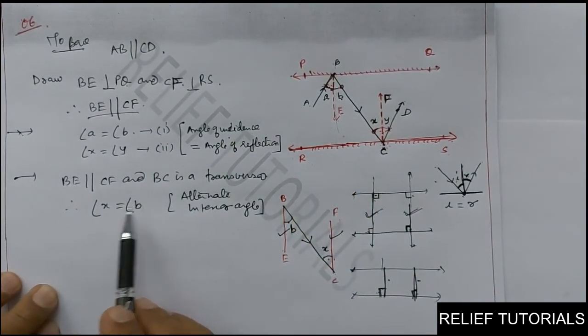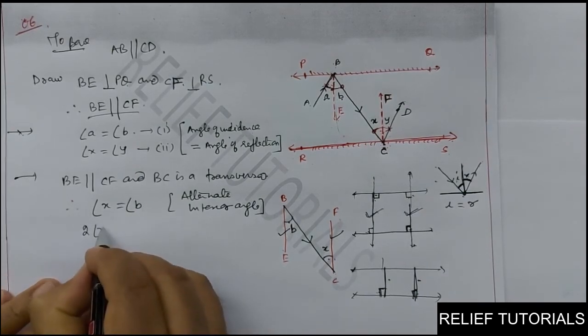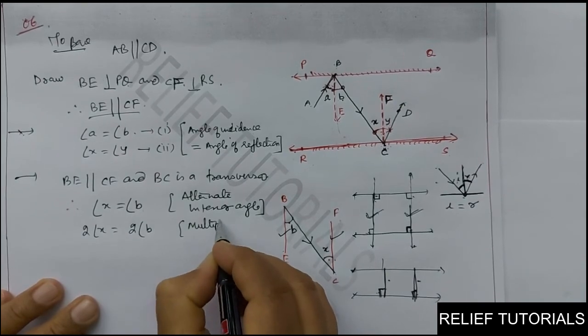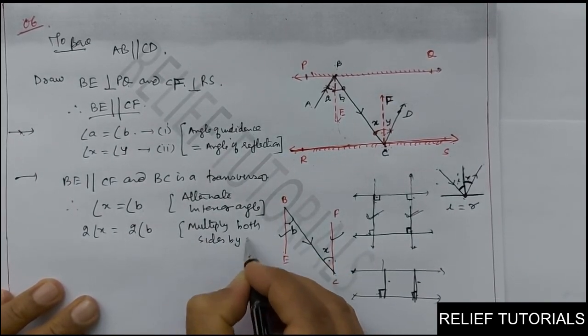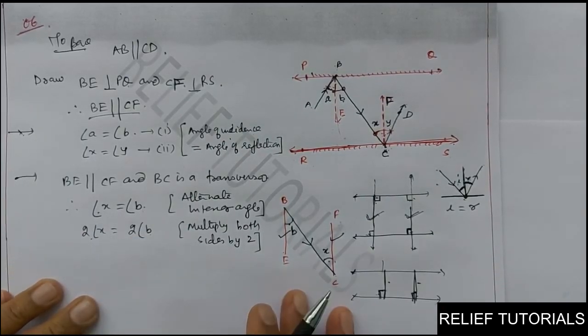Now I will multiply both sides by 2. So I can say 2 angle X is equal to 2 angle B. Multiply both sides by 2, value will not change. So we have multiplied LHS and RHS by 2, so value will not change.